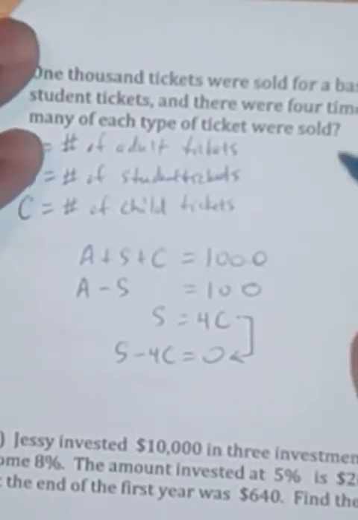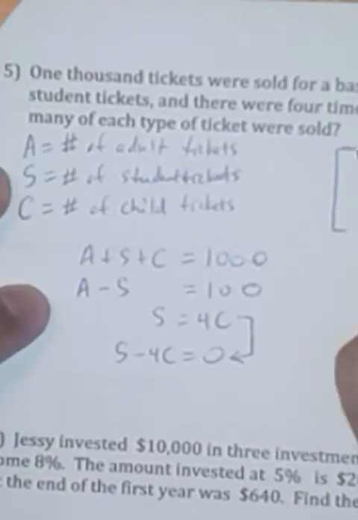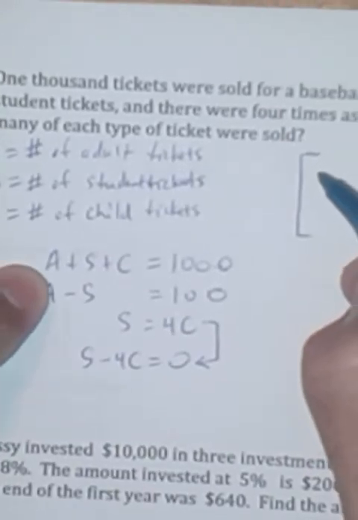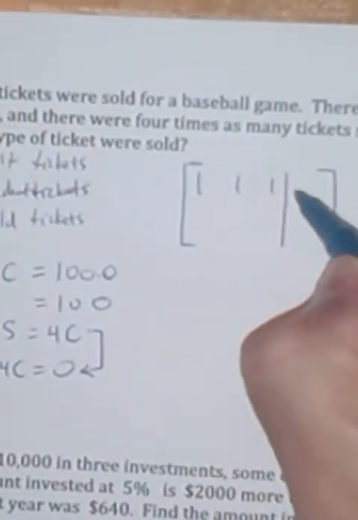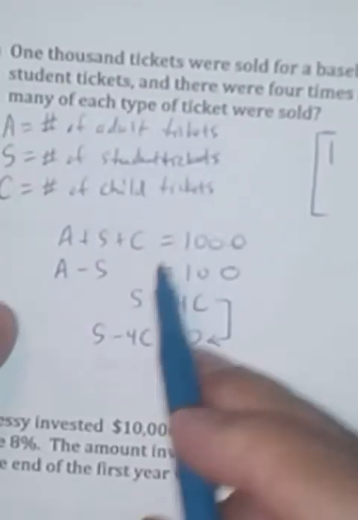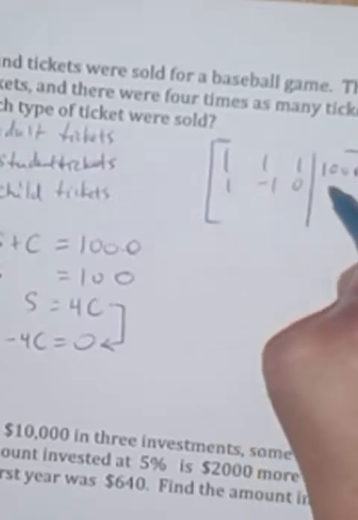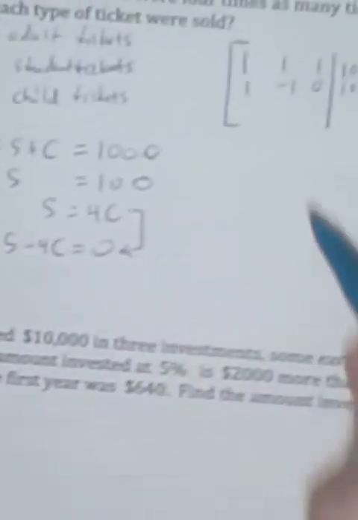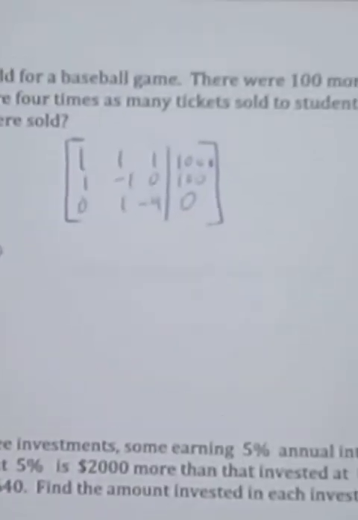All right. Now I'm going to write a matrix. But remember, I'm not using X, Y, and Z. So what I'm going to do is up here put A, S, and C. Okay, in a minute. Let's fill in the matrix first. So it's 1A plus 1S plus 1C. 1, 1, 1 is 1,000. Right, and then 1, minus 1, 0 is 100. And then 0, 1, minus 4 is 0. Okay, so there it is.